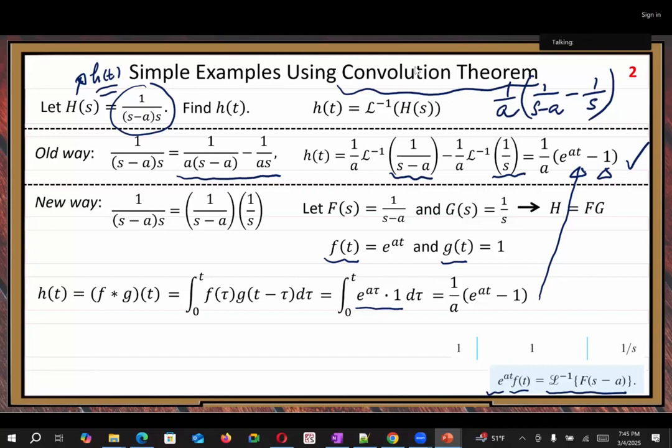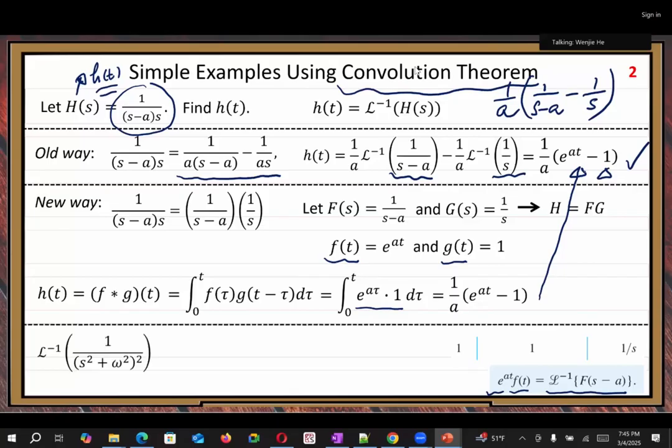The proof is not that hard. But here we don't want to do that. All right, then another example.